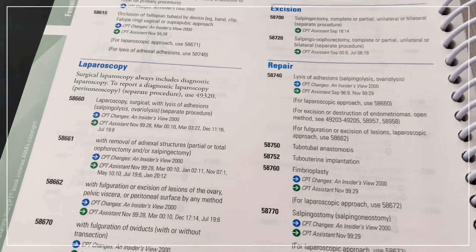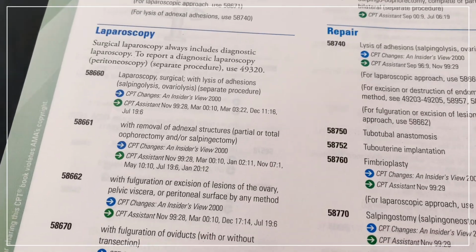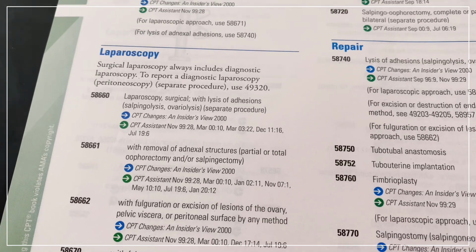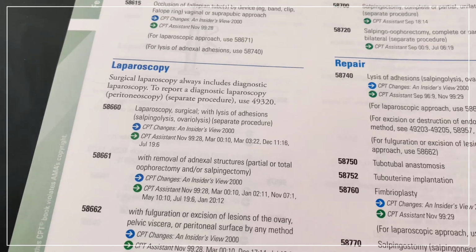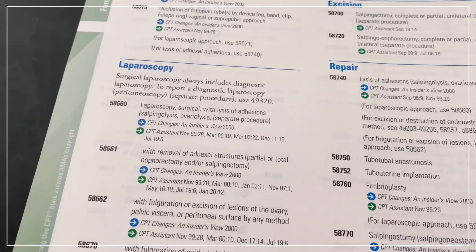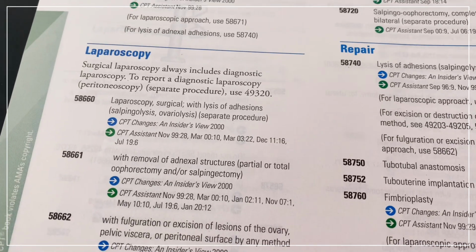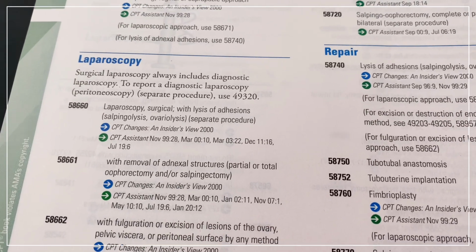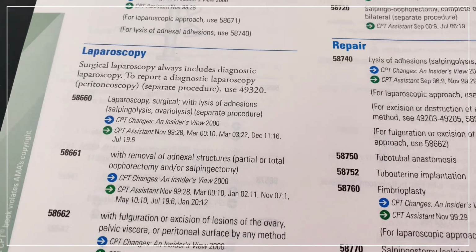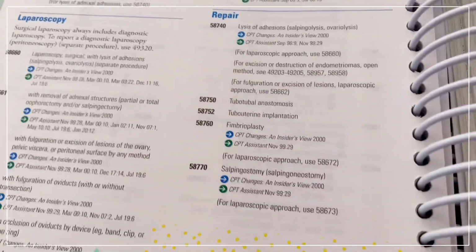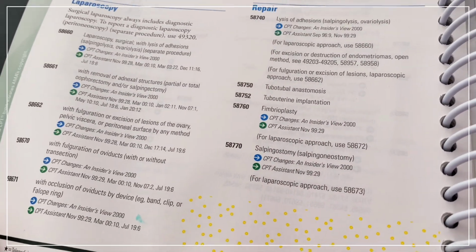So we're going to be billing 58661, and I'm going to bill that twice because we did it on the left and right side. So you can use LT, RT modifiers, or you can use modifier 50 on 58661, which indicates that this is a bilateral procedure done on both sides. So those are my CPT codes.